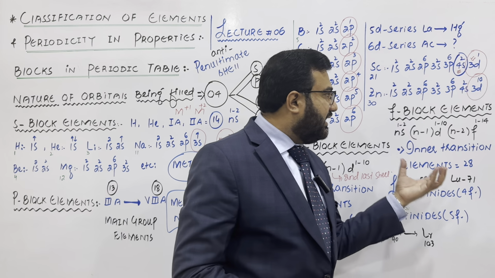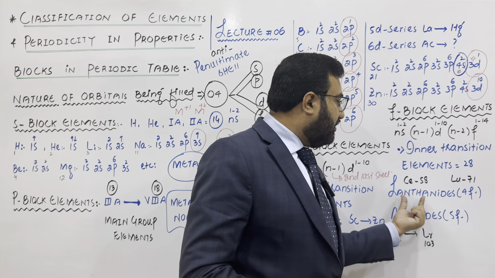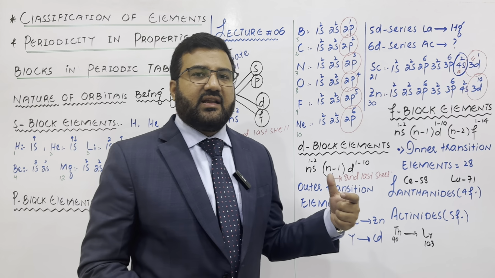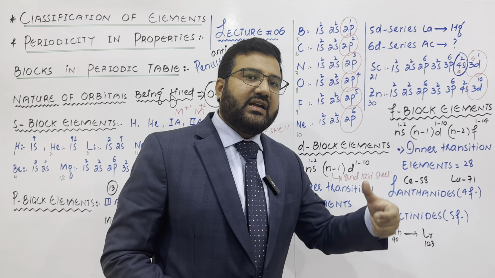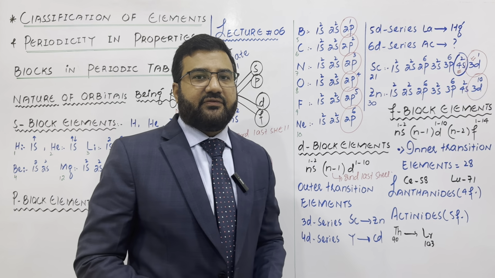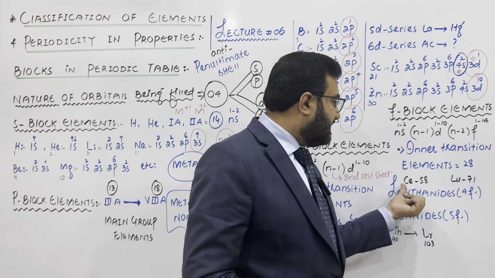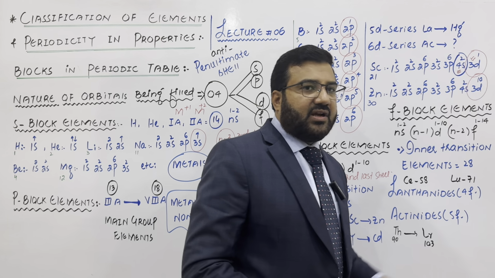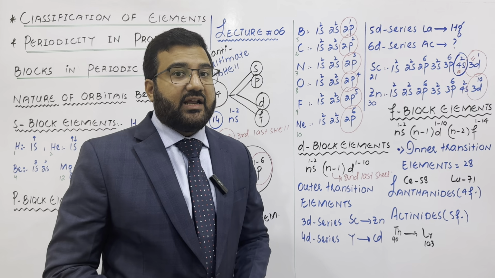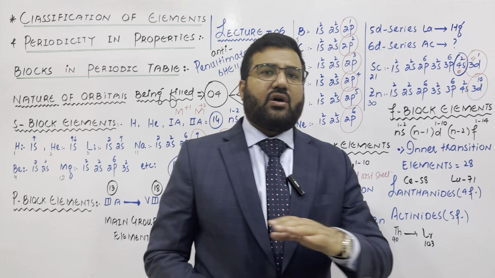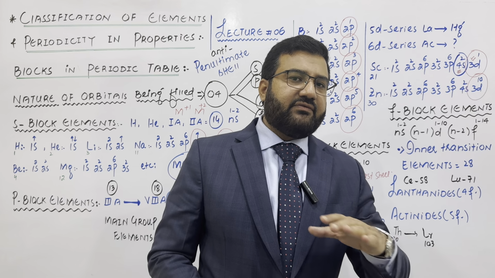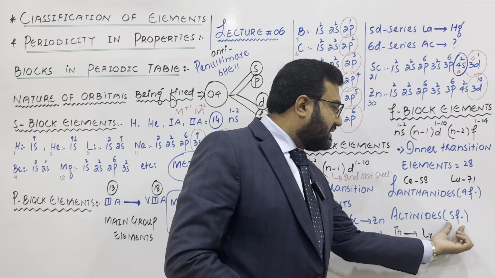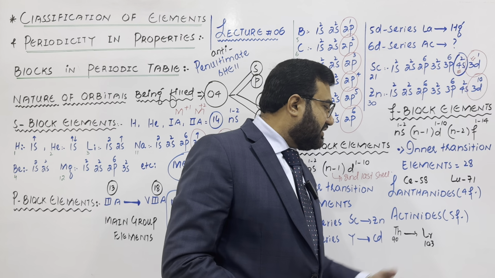There are a total of 28 F block elements, 14 in the lanthanide series. This is called the lanthanide series because they are present in the periodic table after lanthanum having atomic number 57. So this series starts with cerium, atomic number 58, and ends at lutetium with atomic number 71. There are 14 elements in the lanthanide series, and all elements of this series have similar physical and chemical properties.